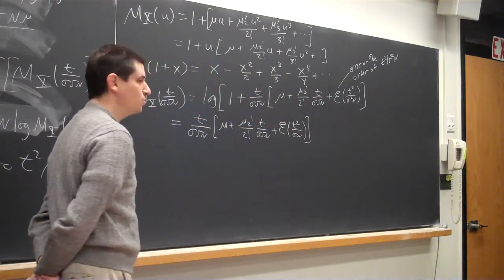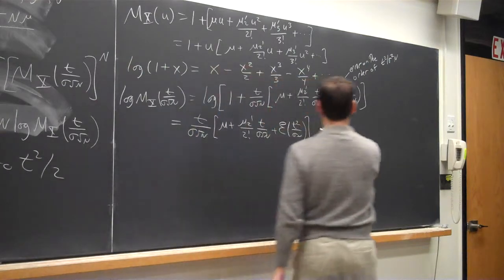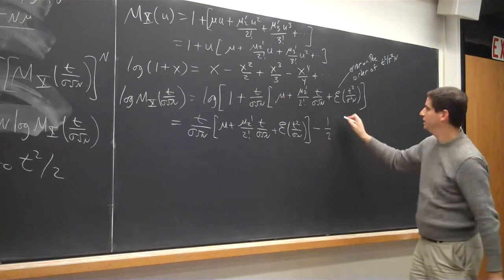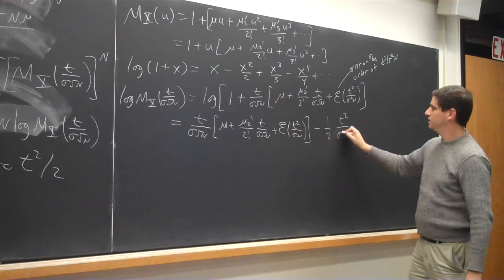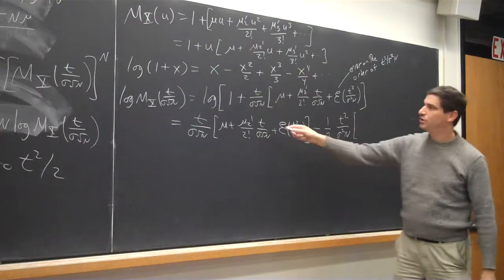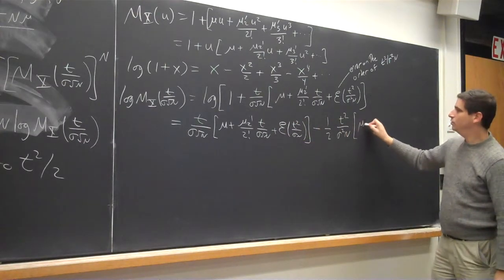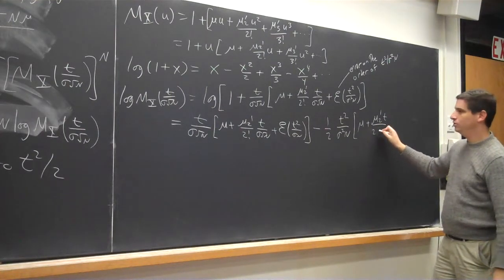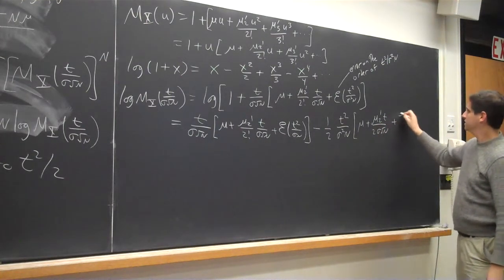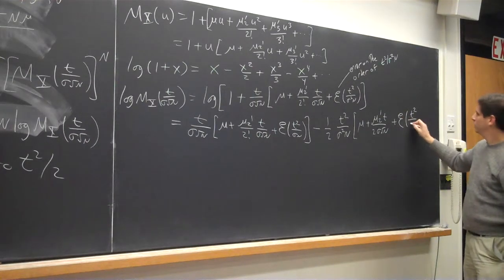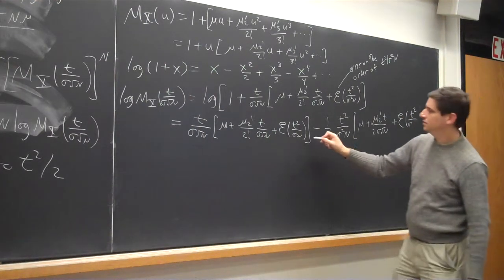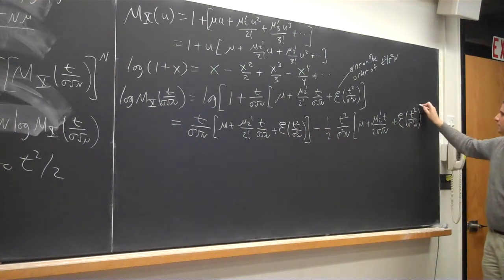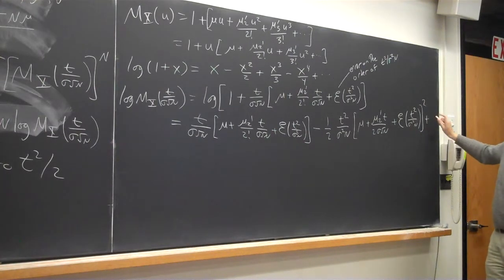Now I subtract off x squared over 2. So I subtract off 1/2 x squared, so I have to square this whole thing. I'll get t squared over sigma squared n, and now I square the whole thing inside: u plus u2 prime t over 2 sigma square root of n plus e t squared over sigma squared n, plus dot dot dot.